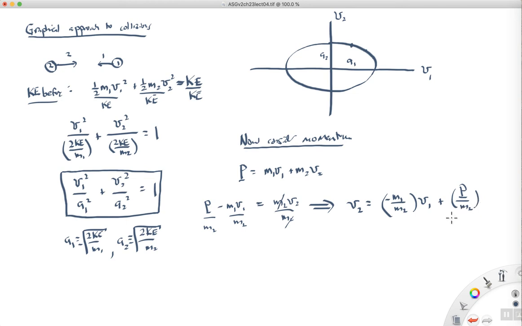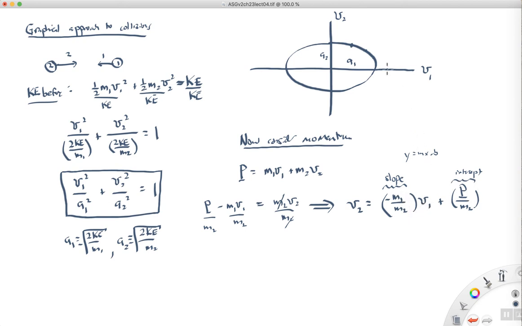m2. Now notice that this equation here, insofar as the masses are given and the initial momentum is given, is the equation of a straight line. So v2 equals, this right here would be the slope of the straight line, and this would be the intercept. I guess we'd call it the v2 intercept. So this looks kind of like y equals mx plus b, right? Where v2 would be on the y-axis, v1 would be the x-axis, this would be an intercept, and this would be the slope.